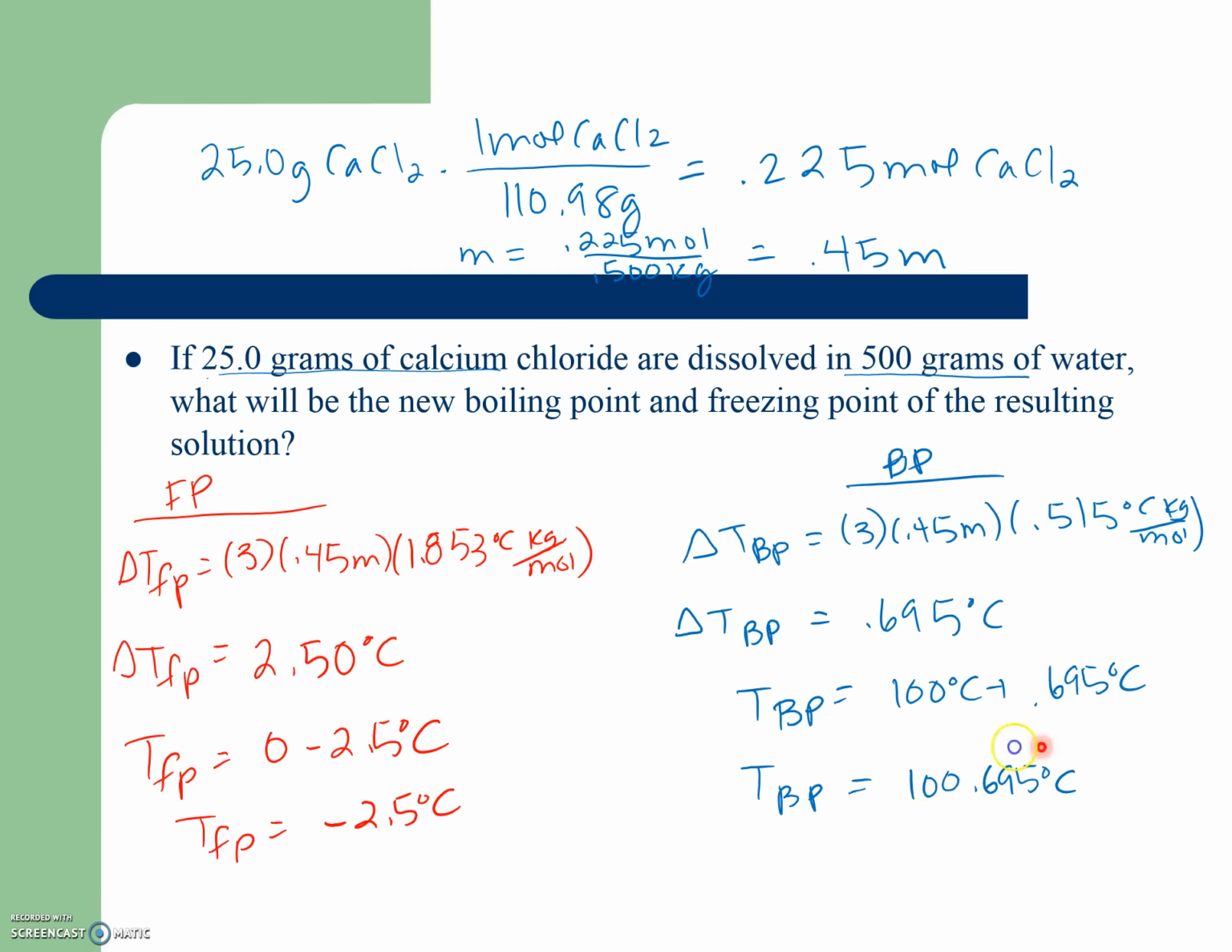And again, don't worry about the significant figures in this one case where we're adding it to 100, because otherwise our answer would be inconsequential, and I need it to be consequential. And so that's sort of accepted, since 100 is the actual boiling point.